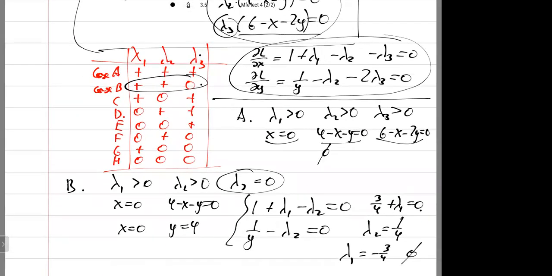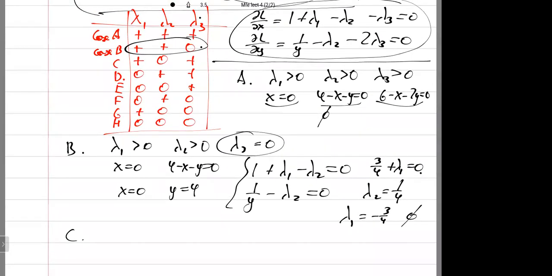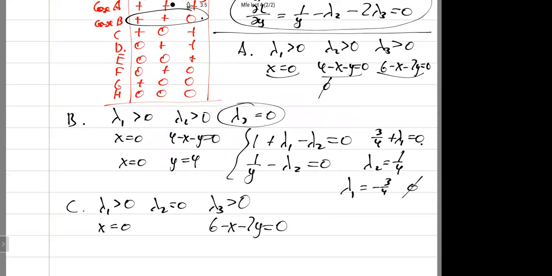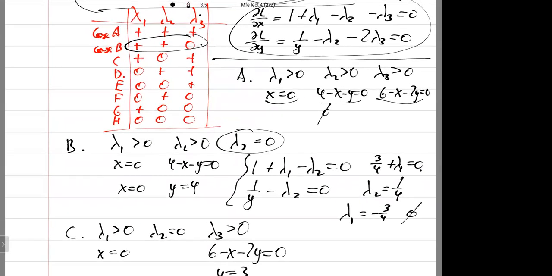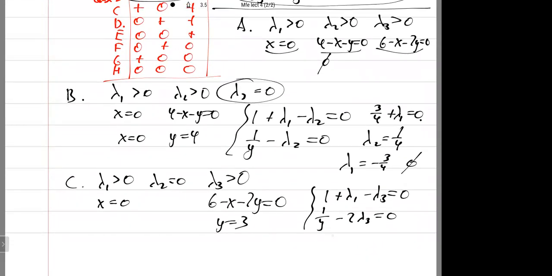When you have a 0 product, either the first term is 0, or the second one, or both terms are 0. Okay, let's go quickly. Case C, and you have lambda 1 is positive, lambda 2 is 0, lambda 3 is positive. So my conditions are x is 0, 6 minus x minus 2y is 0. I immediately get y is 3. Now lambda 2 is 0, so I have 1 plus lambda 1 minus lambda 3 is 0, and 1 over y minus 2 lambda 3 is 0. And finally, I get that lambda 3 is 1 over 6. And once again, lambda 1 is minus 5 over 6, but that is not allowed. Okay?